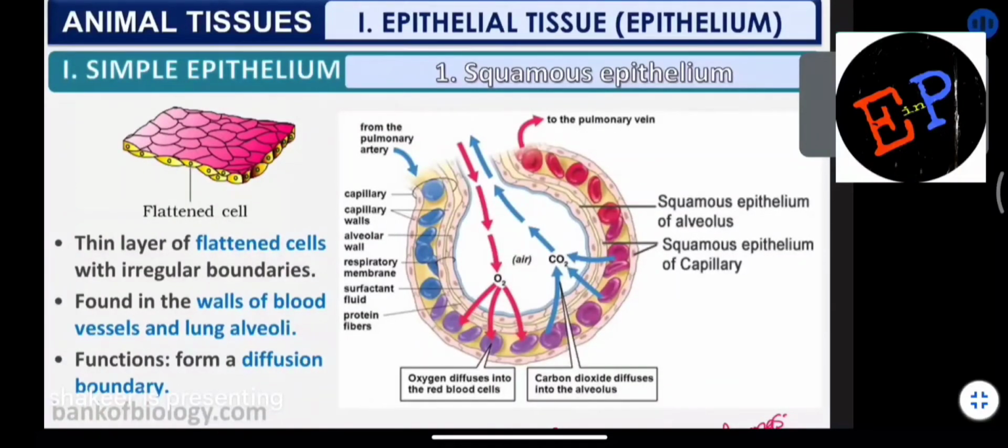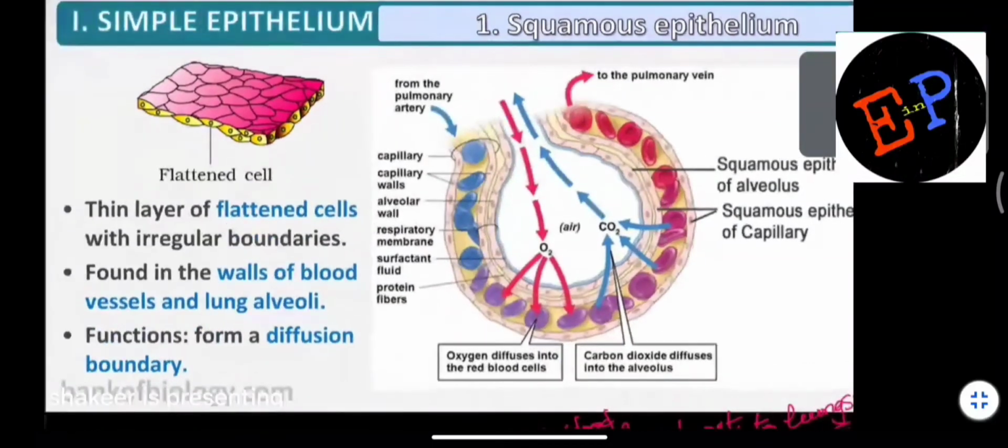So what is squamous epithelium? It is one kind of simple epithelium. You should not forget this sequence. Are you able to understand? First of all we are studying squamous epithelium. It is a thin layer of flattened cells with irregular boundaries. It means these cells do not have a particular shape. They are shapeless, so they have irregular boundaries. Squamous epithelium is single layered and doesn't have a particular boundary.